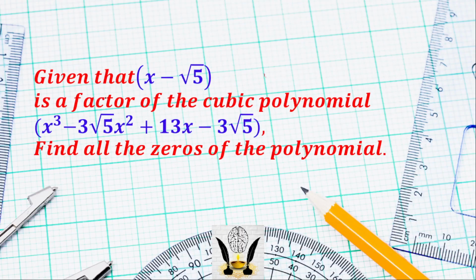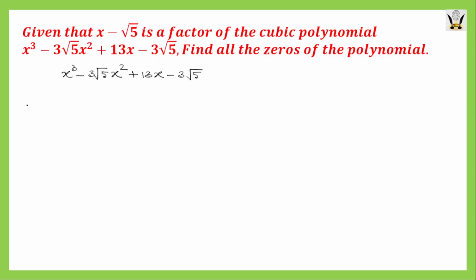We will quickly solve this sum where it is given that x minus root 5 is a factor of this cubic polynomial. Then we need to find all the zeros of the given polynomial. Since it is a cubic polynomial and one of the factors is given, x minus root 5, here the highest power of x is 3. That means this cubic polynomial will have 3 factors.